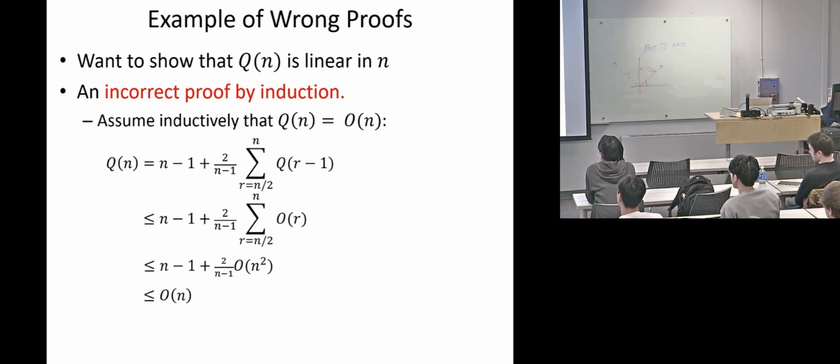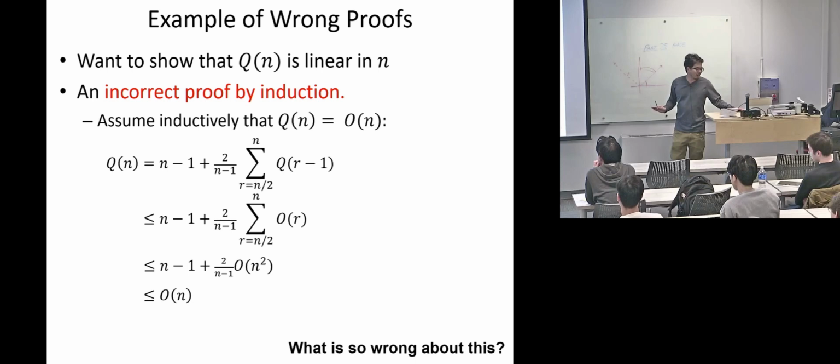Write out this is q of r minus 1. So write out O of r. So this sum looks like order of n squared, order of n squared over n, this looks like order of n. Everything looks good. The answer is correct. But there's something really wrong about this.